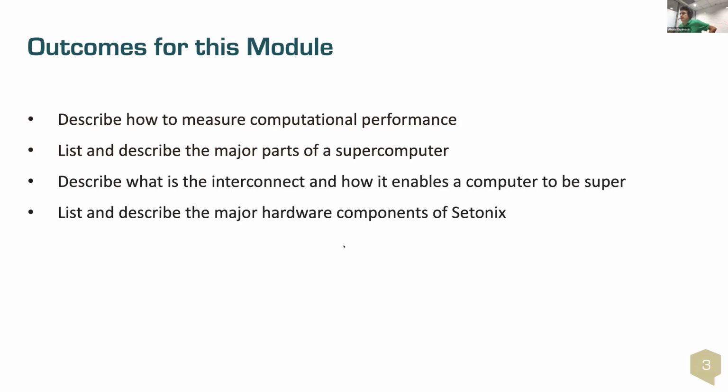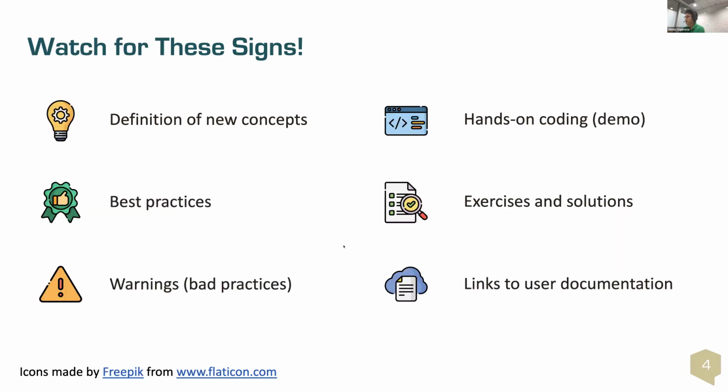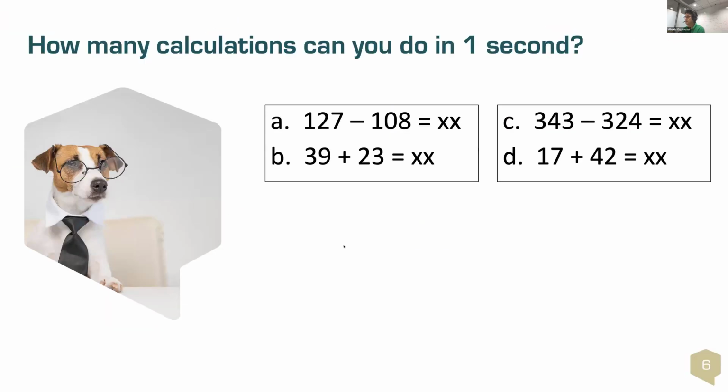These are the 4 objectives we all should be paying attention to: basically, what is the computational performance in a supercomputer; be able to list the parts that form a supercomputer; describe the interconnection within the supercomputer; and, specifically for Setonix, what are the major hardware specifics for the supercomputer we have here. Again, the icons, and here we go.